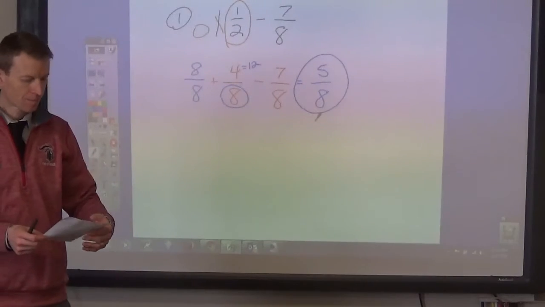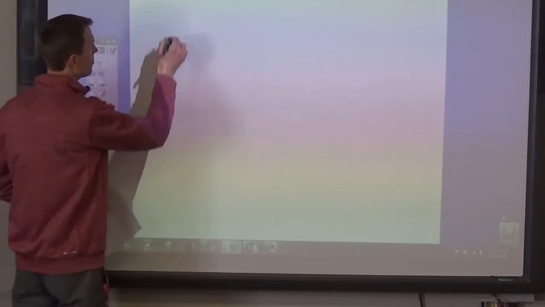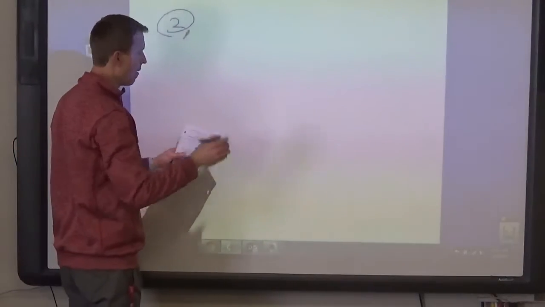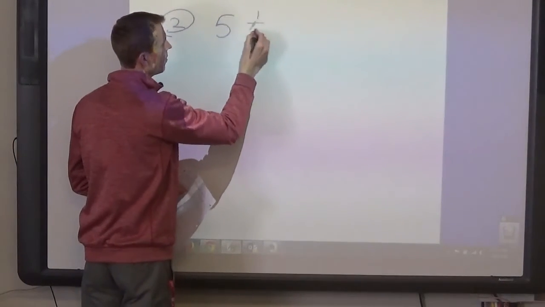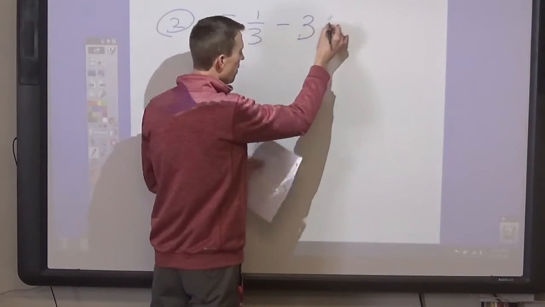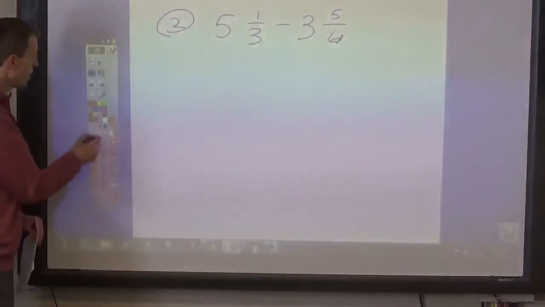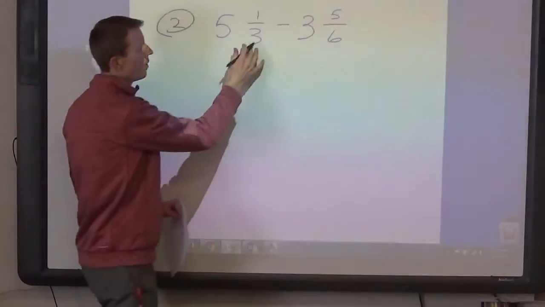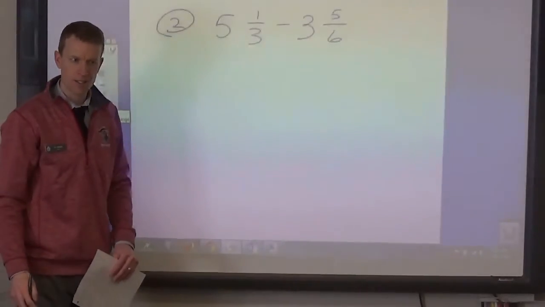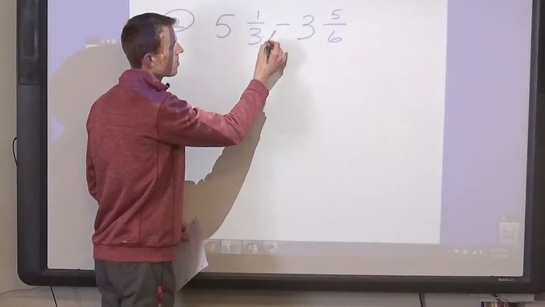Okay? Number 2. 5 1/3 minus 3 5/6. Now convert to sixths. So 1/3 is how many sixths?